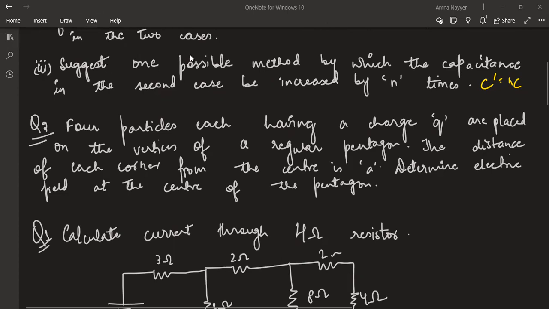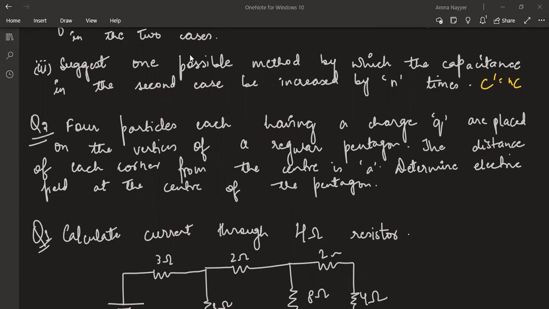Okay, see, yes. So you had to suggest one possible method by which capacitance could be increased. If you decrease the distance, that is C is inversely proportional to d, so if you decrease the distance, capacitance will increase. So these are the methods. Or if you increase the area of the plates, the capacitance will increase.